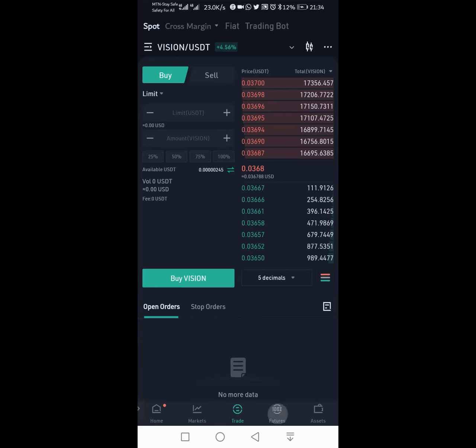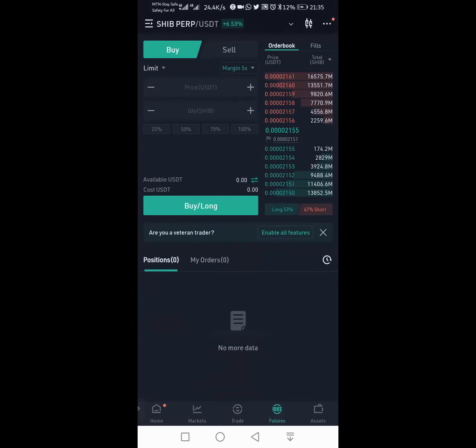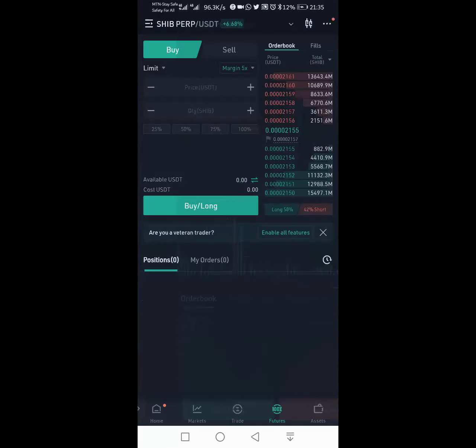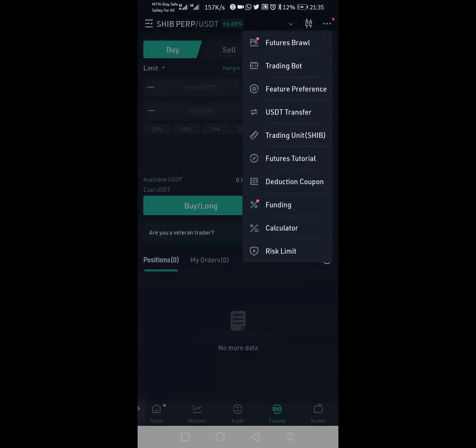Then this one is futures trading. This is actually the interface where you trade futures. There are also so many shortcuts here which you can use. From here you can check your charts. In this place you can check some tools: futures bro, trading bots, futures preferences, USDT transfer. From there is a shortcut to transfer. Trading unit, futures tutorial. You can watch the futures tutorial here.